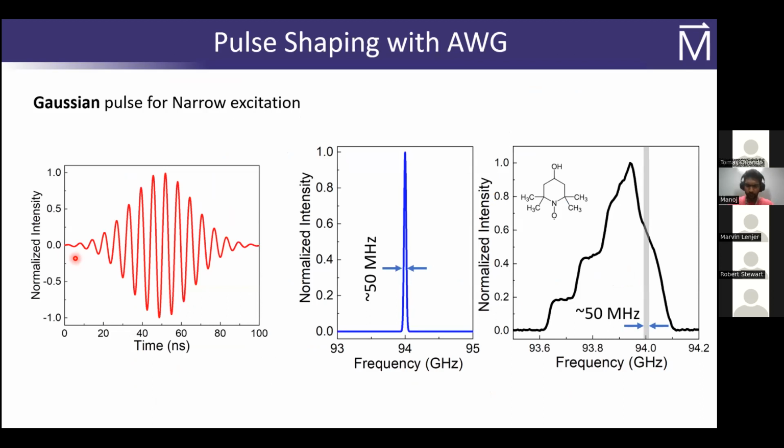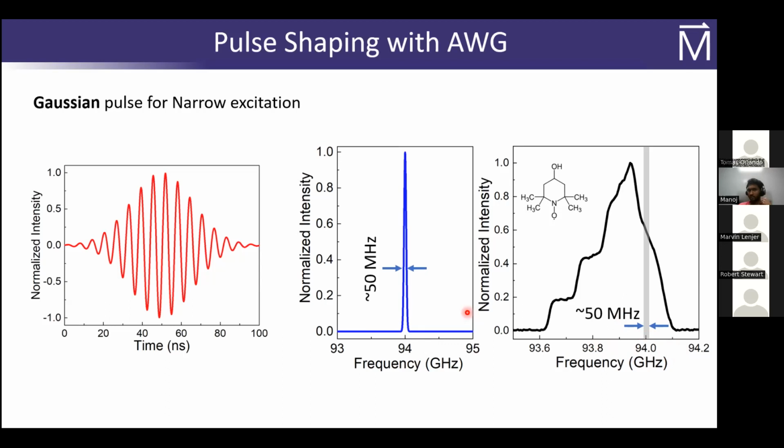So what can we do with this AWG? We can design pulses to have, for instance, a Gaussian pulse for narrow excitation. Here we have a 100 nanosecond pulse, which has an excitation bandwidth of about 50 megahertz, which we can use to excite a really narrow portion of a broad spectrum.